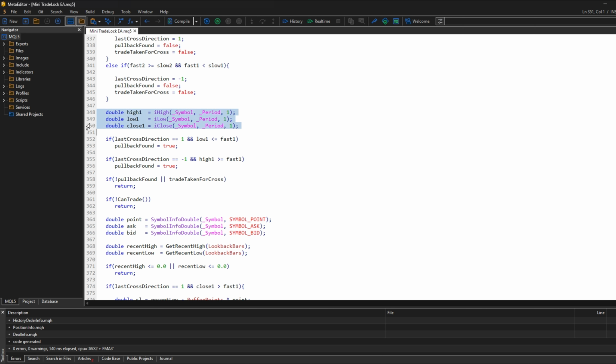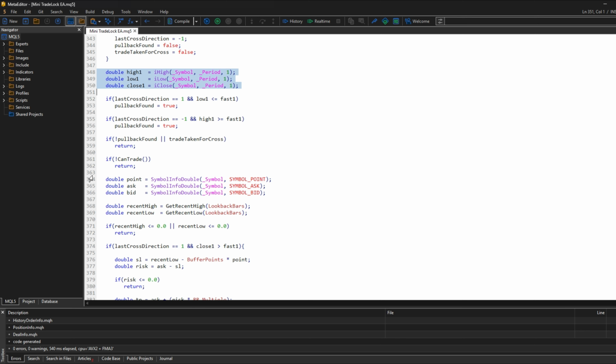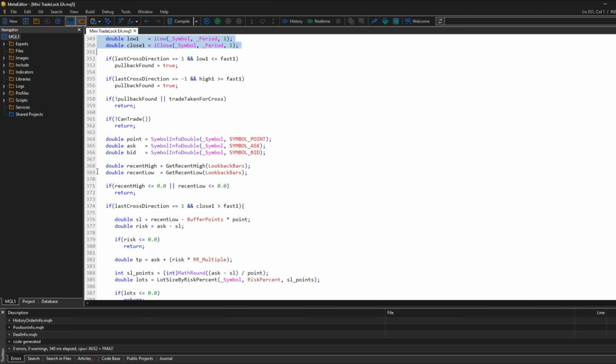After that, we get the high, the low, and the close price of the last closed candle. For buys, we check if price has pulled back to the fast EMA by seeing if the low of candle 1 touched or moved below the fast EMA. For sells, we check if price pulled back to the fast EMA by seeing if the high of candle 1 touched or moved above it. And if no pullback has been found yet, or if a trade has already been taken from this cross, then we return. And then after that, we call can trade.